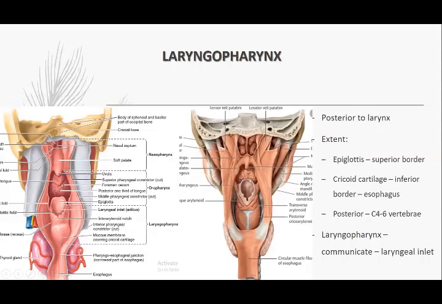ये epiglottis है बेटा, ठीक है? And this is the cricoid cartilage. ये सारा, all this block-like cartilage is the cricoid cartilage. This is the cricoid cartilage over here. This is the epiglottis. ये सारा. And please note this fold. This connects the epiglottis to the lateral wall of the pharynx.